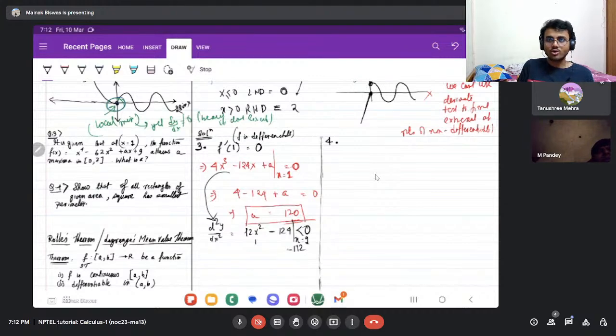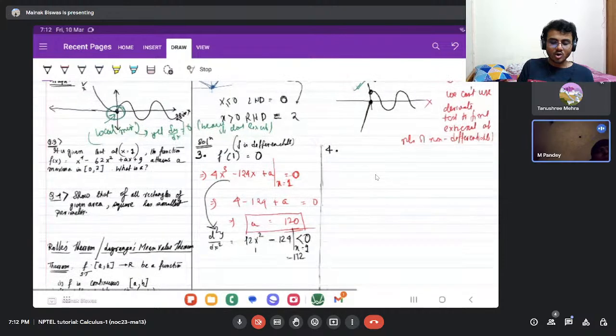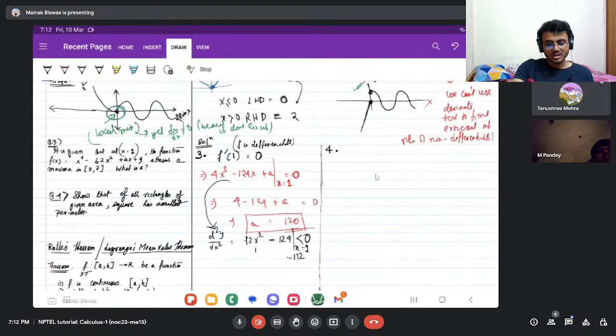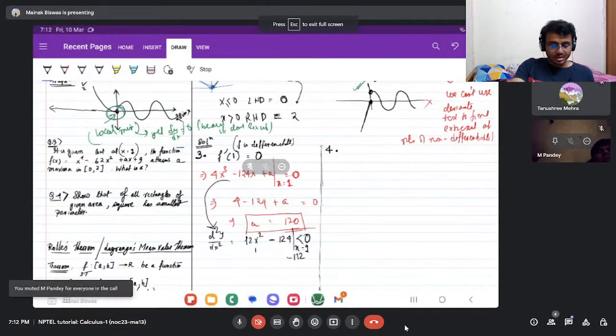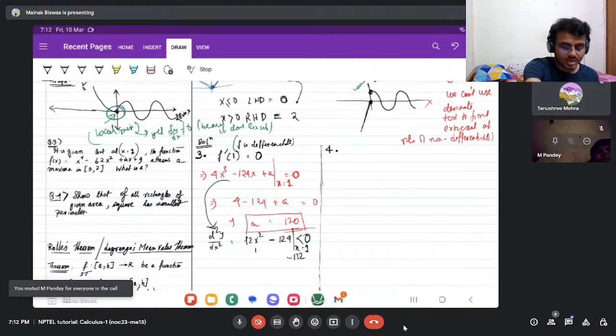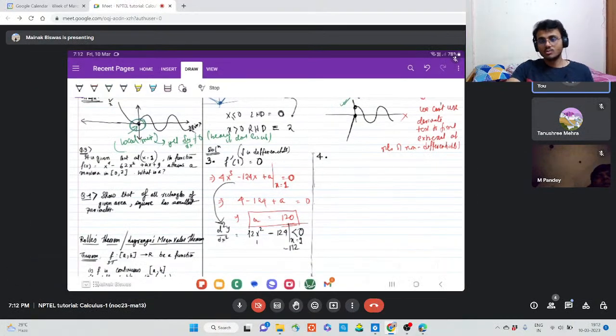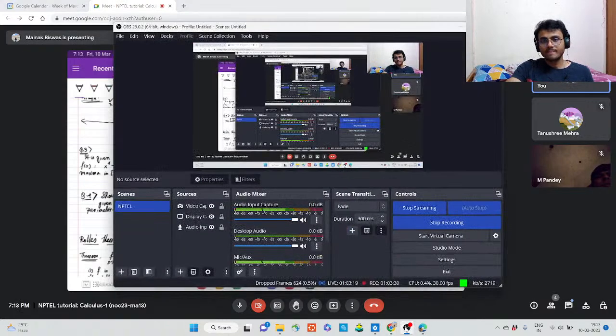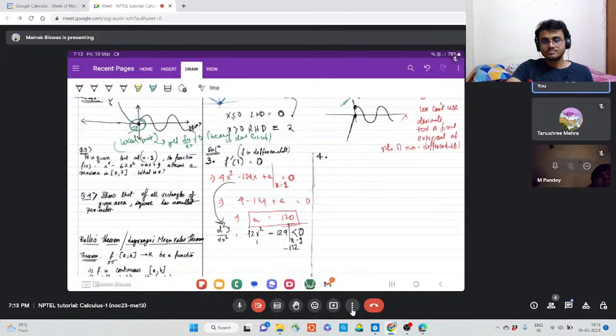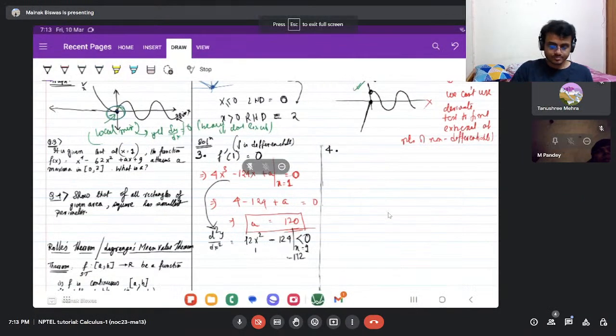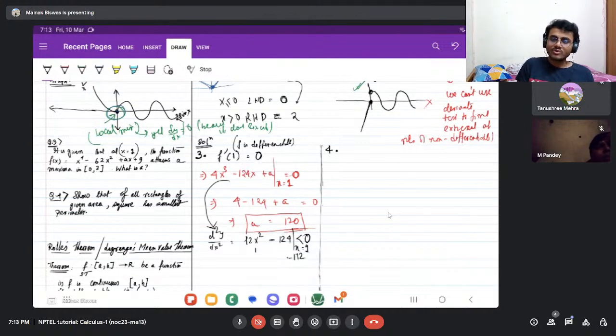Similarly, let's do question 4. Show that of all rectangles of a given area, the square has the smallest perimeter. So do you have an idea how we should go about doing this? Let's solve this type of question. It's very common. So what is told is that the area is constant, right?